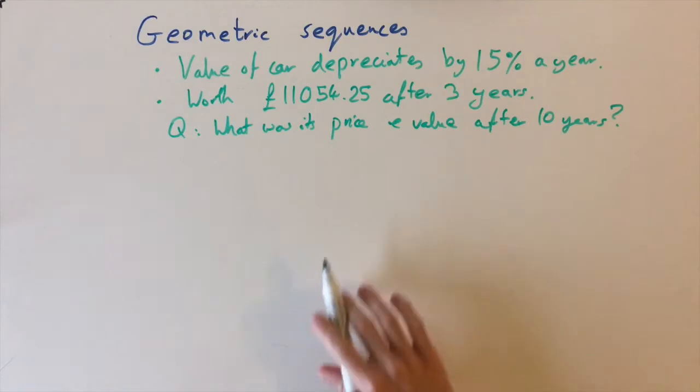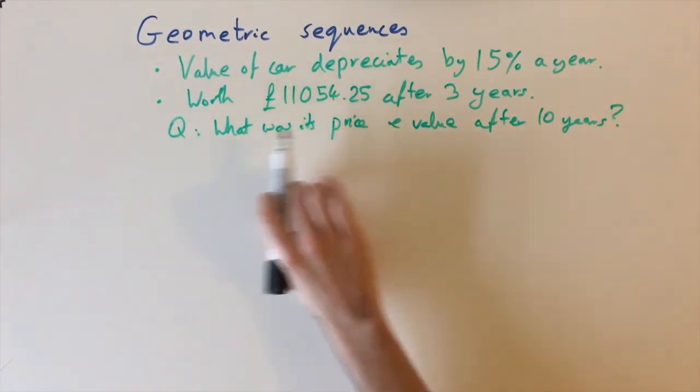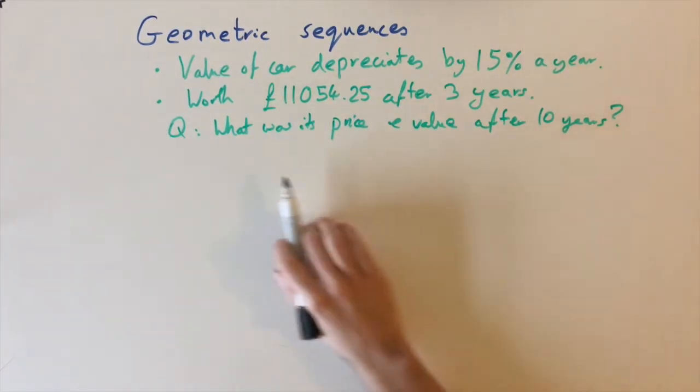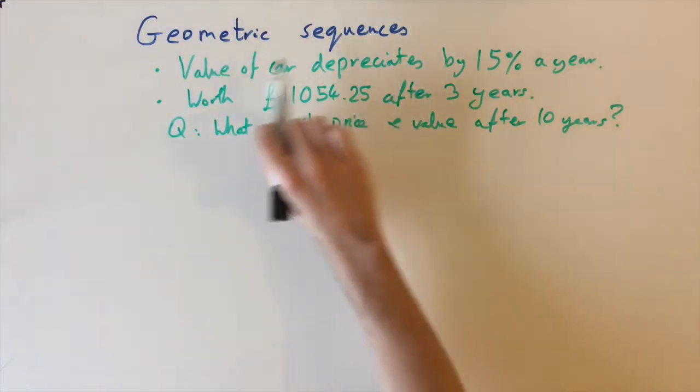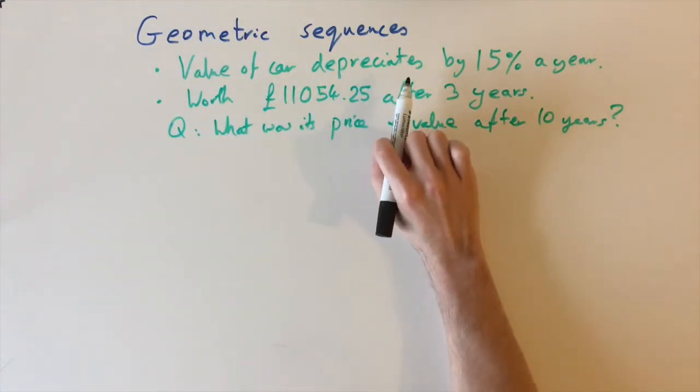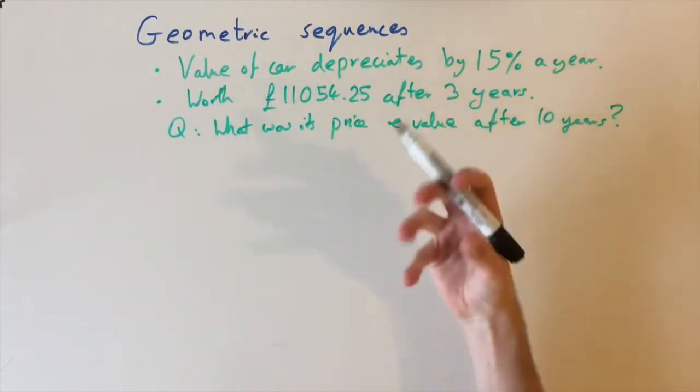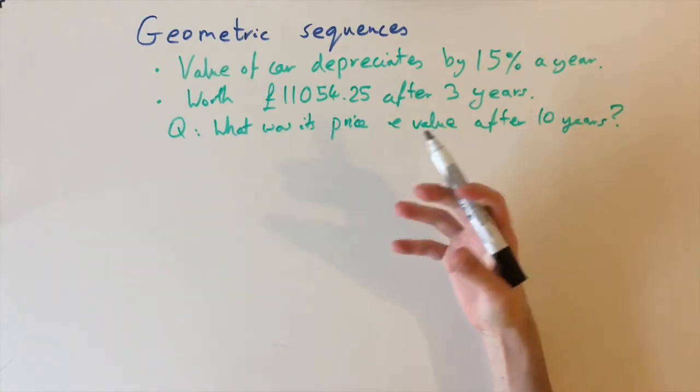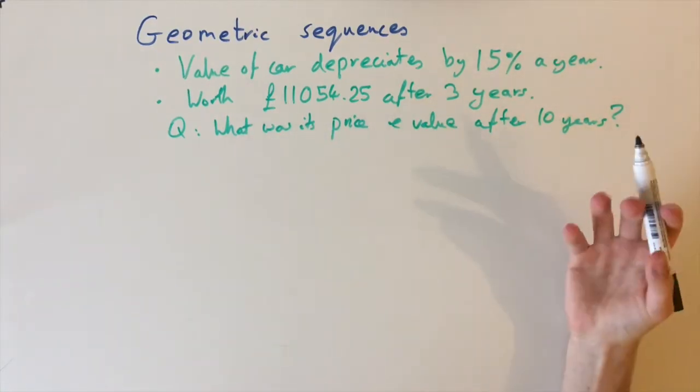Okay, so now looking at the final question of this video, and this is about decay problems. So we're told that the value of a car depreciates by 15% a year. So this makes sense because when you typically buy a car, the value is going to go down over time because you've used it.